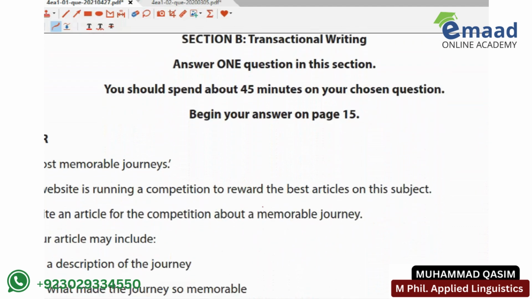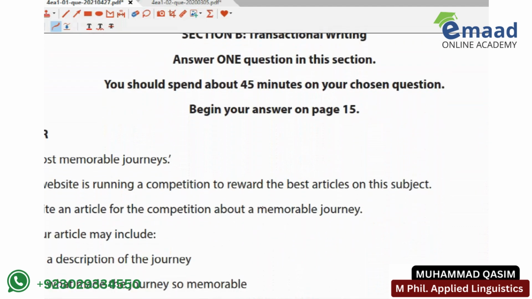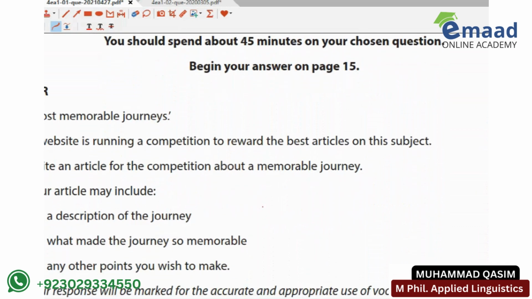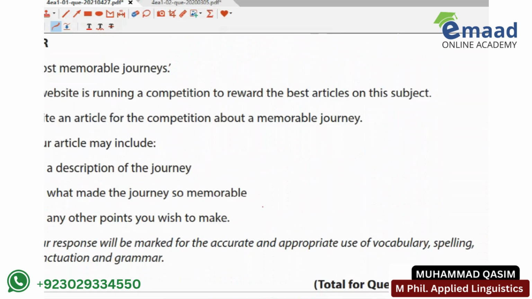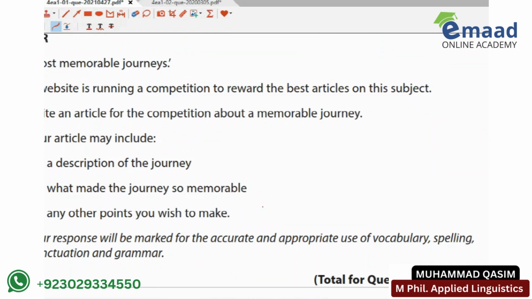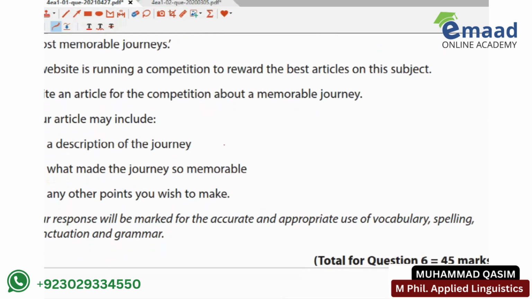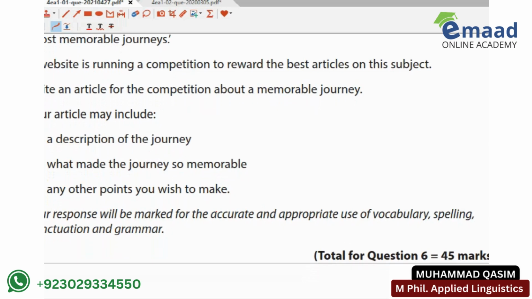Transactional writing: answer one question in this section. You should spend about 45 minutes on your chosen question. Begin your answer on page 15. Most memorable journeys. A website is running a competition to reward the best articles on this subject. You have to write an article for the competition. You must fulfill the task requirements in these bullet points: a description of the journey, what made the journey so memorable, any other points you wish to make. How to write a good article requires a detailed separate video.